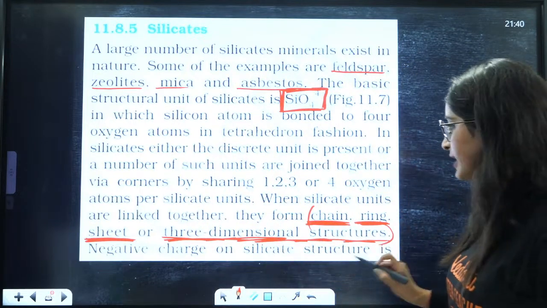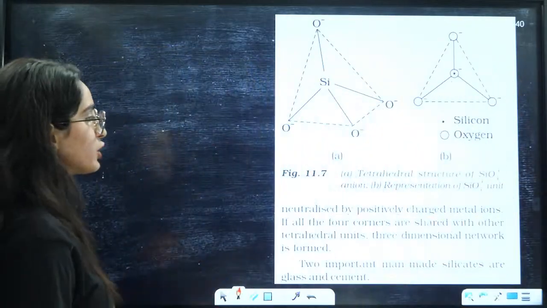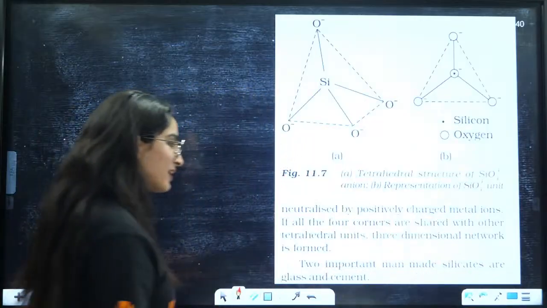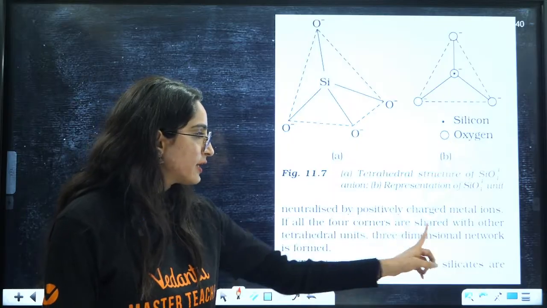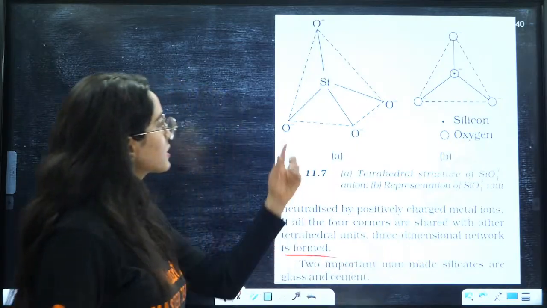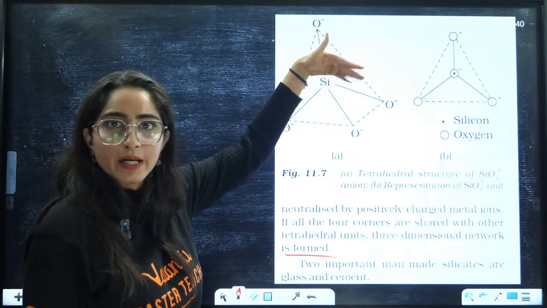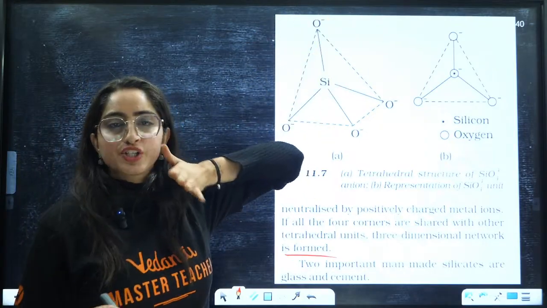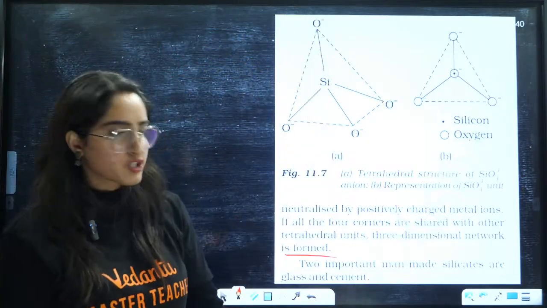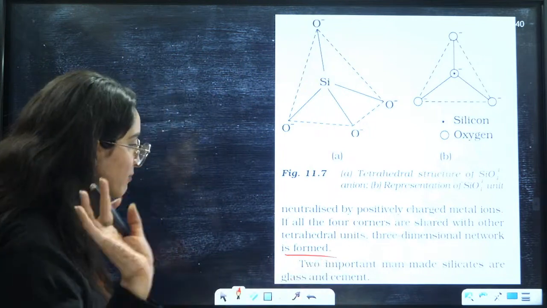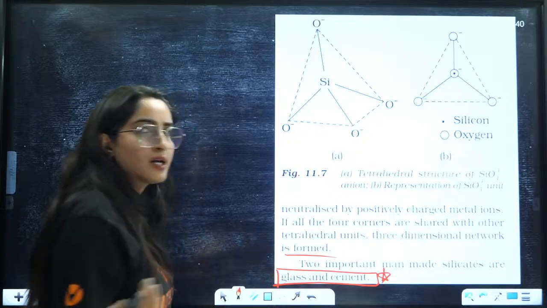Negative charge on silicate structure is basically neutralized by a positive charge metal ion. Simple. If all the four corners are shared with other tetrahedral units, a three-dimensional network is formed. So basically this is what they are talking about, that this unit is going to repeat. They can form sheets, rings, chains, three-dimensional structures. Two important man-made silicates are glass and cement that we have used in our life.